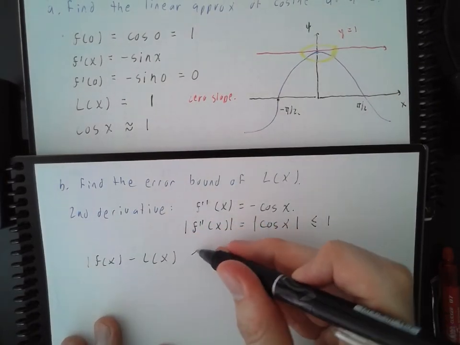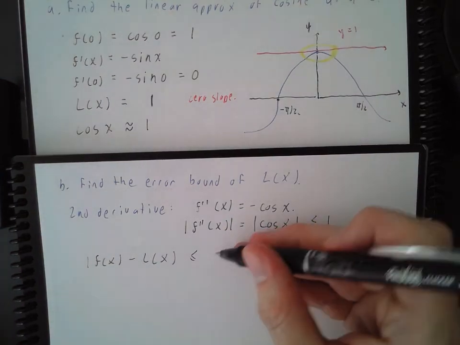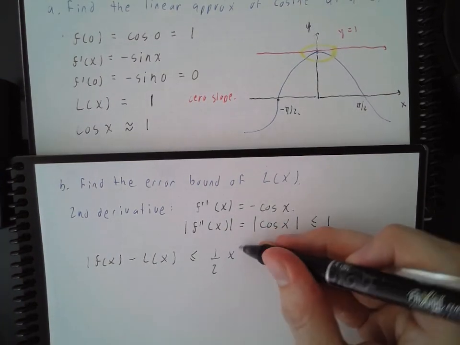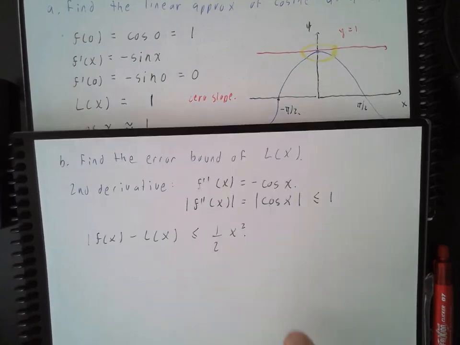So basically we just have that the error is less than or equal to 1 over 2 times x squared. And this pretty much tells you that as you increase x, your error is going to increase significantly.